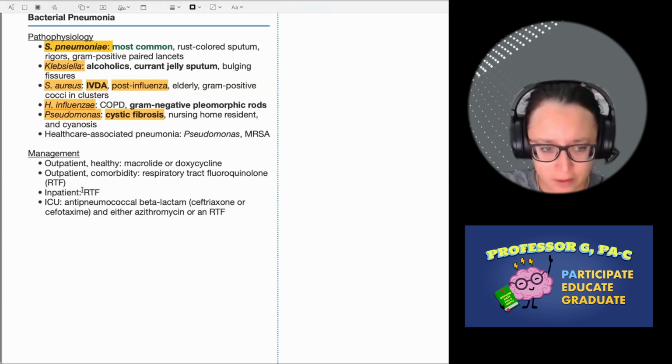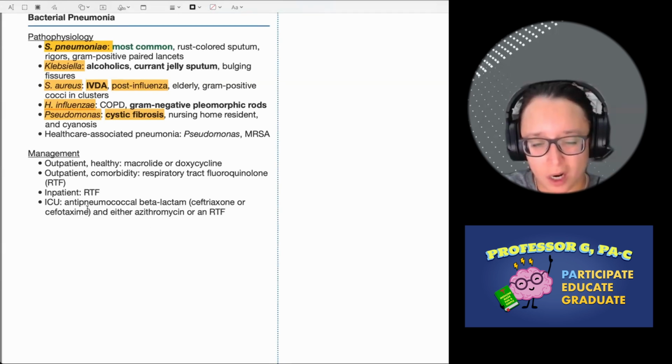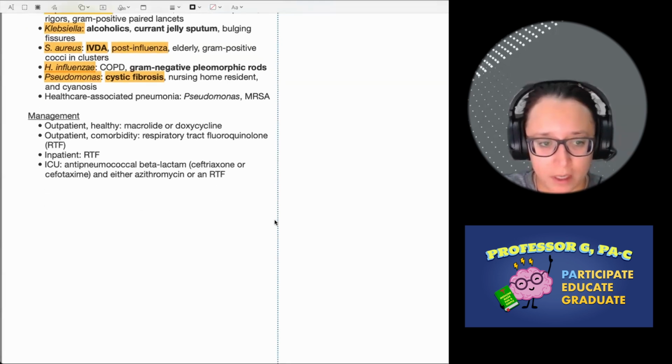If you're inpatient, I'm not going to test you on inpatient management, but usually they start with a respiratory tract fluoroquinolone. And then for ICU, you're going to have to add on a whole bunch of extra stuff onto there. So it's pretty hardcore. I don't know if you need to know that for pharm, but for my purposes, don't worry about the crazy treatments for ICU and inpatient.